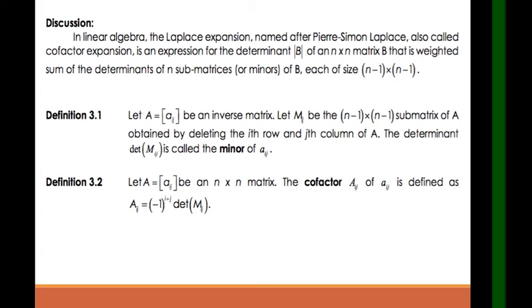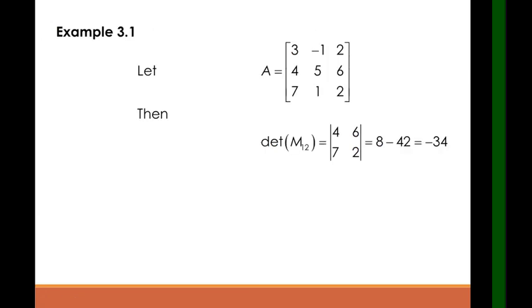So let A equal the square bracket of A sub ij be an n by n matrix. The cofactor capital A sub ij of small a sub ij is defined as capital A sub ij equals the quantity negative 1 raised to i plus j, times the determinant of M sub ij. But here, I have a shortcut method. Instead of doing this, meron tayong mga sign no, na susundan lamang to get it more easier in finding the cofactor. So let's see. So here, let A equal 3, negative 1, 2.